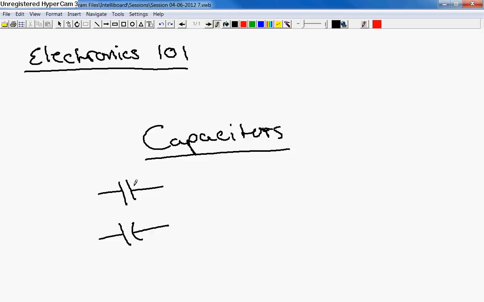So, there are two major groups. That's nonpolar and polar. You can see the polar one has a bent side because current can't flow this way, but it can flow this way. Whereas a nonpolar one can flow in either direction. Doesn't matter. Those are the two big categories.